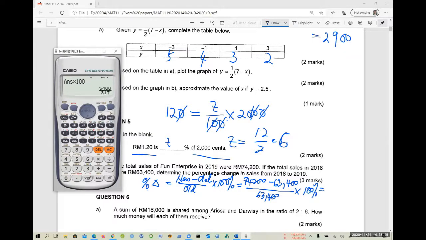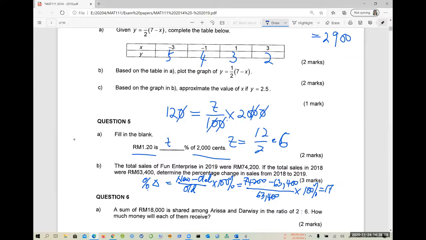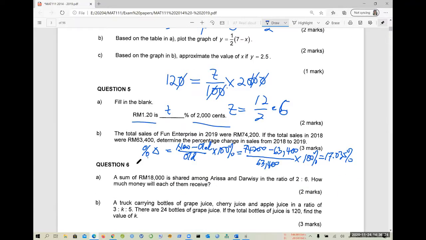So this gives you the value 17.035%. In this case, the percentage change is a positive value. So that means there is an increase of 17.035% in the total sales from 2018 to 2019. Okay. Any question on that? If there are none, let's continue.